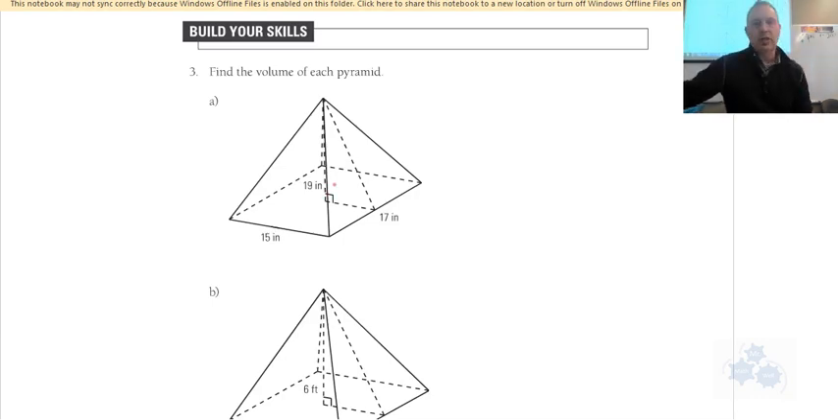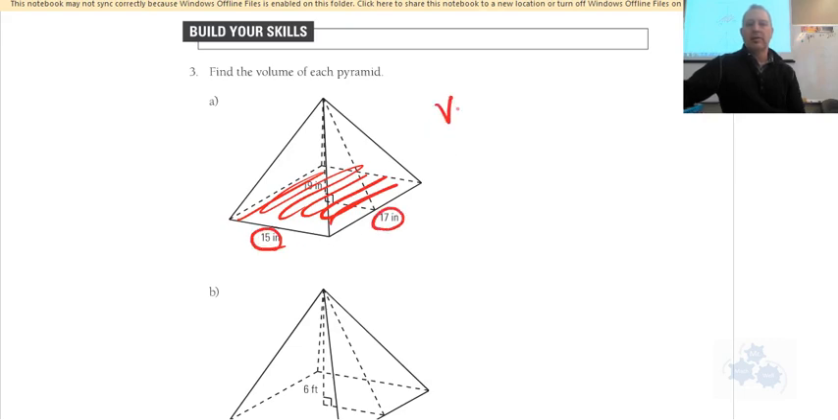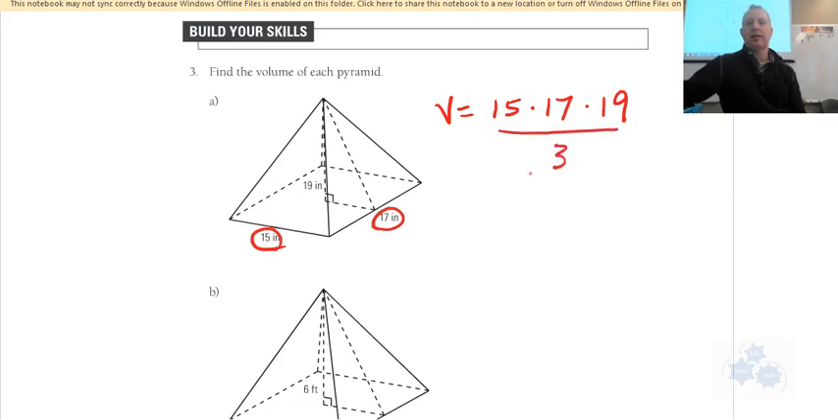All right, so in the build your skills category here, let's do number 1 together. This is super easy. What's the area of the base? Well, that's going to be 15 times 17. So we got 15 times 17. And then the height, which was 19 here. The height is 19, so we multiply by 19. And then we divide that by 3.